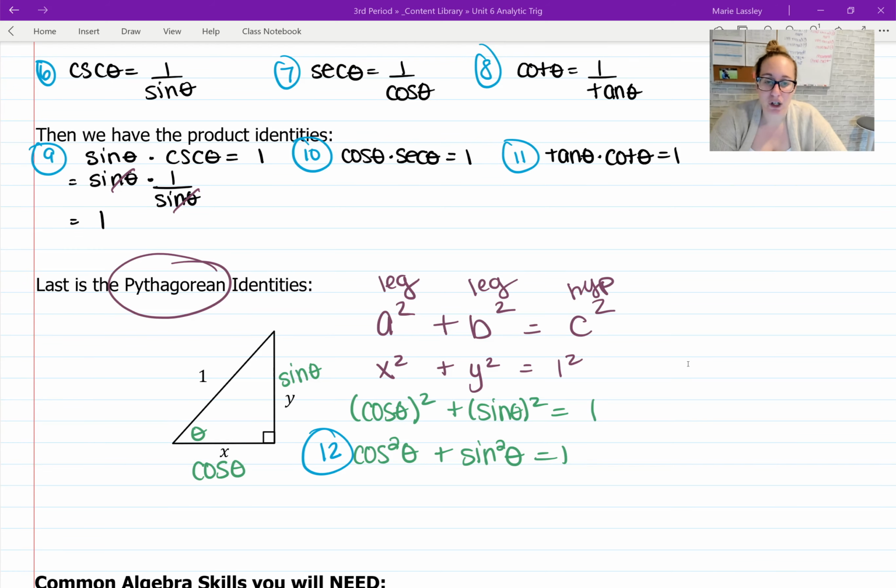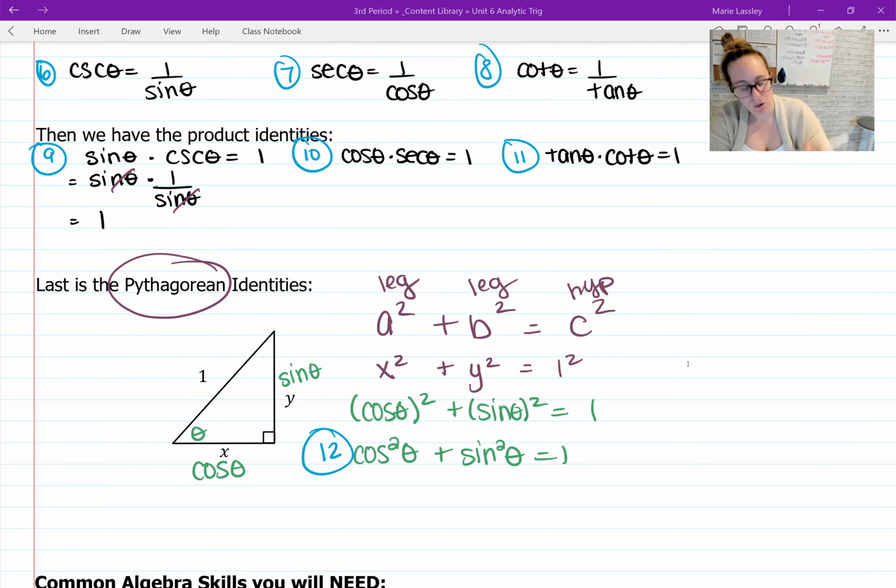Now, the other two are built off of this Pythagorean identity, this number 12. So there's 2 left. I said there was 14, and we're on 12. The next identity is going to change the cosine squared theta to a 1. Who knows why they wanted to do this, but they did.